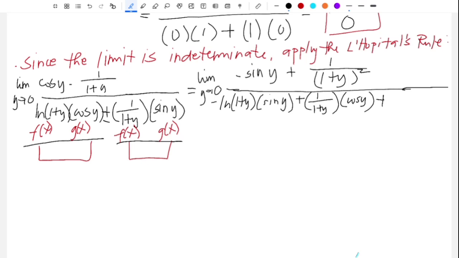Copy our f of x. We have 1 plus y. What is the derivative of our g of x, which is our sine y? We have cosine y. Cosine y. Then, let's proceed here. What is the derivative of our f of x? Let's just put the formula.